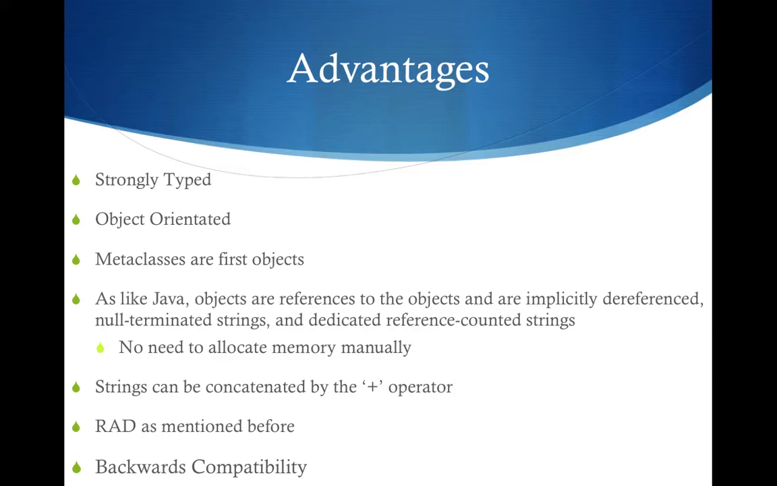Meta classes are first objects, and just as Java is and Android, etc., objects are references to other objects and implicitly dereferenced, null terminal strings, dedicated reference counter strings. There are no pointers, which is always a plus, I believe. Again, that means there's also no need for memory allocation manually. It's done for you. The garbage collector is done for you. It's a very, very simple, easy task that a lot of people would like to not have to deal with. Strings can be concatenated by the plus operator, and we'll get to that later in a code example that I'll show you. RAD, as I mentioned earlier.